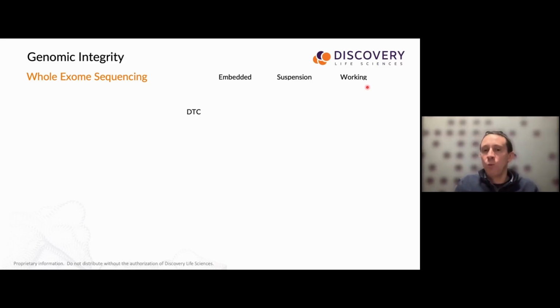The other nice way to think about this is that should the working bank ever be depleted, we have a parent suspension bank that we can go back to make more working bank. Should that be depleted, we have the embedded bank to go back to. And so this allows us to basically have a very robust system to generate more tumoroids from the same patient material.